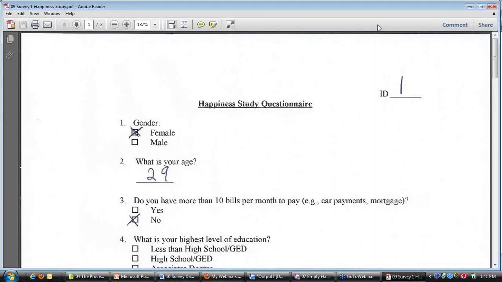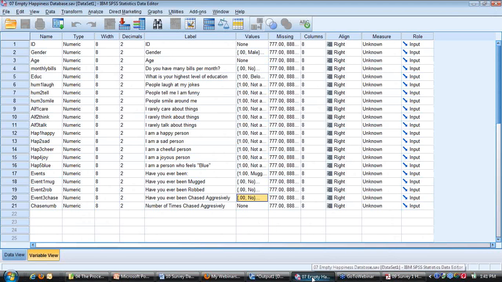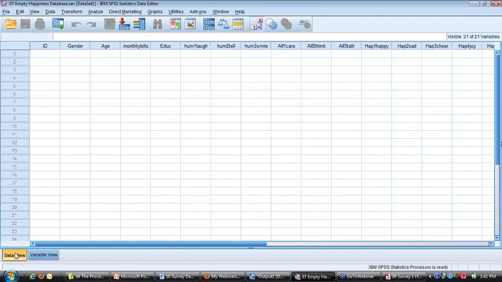All right, here we go. So for example, let's say the person is a female, gender female, and 29 years old. So how do we enter that in SPSS? Well, we'd go over here. Now, there's nowhere to enter it here, right? That's the variable view where we created the variables. You click here for the data view. Oh, there it is. There's where you enter the data.